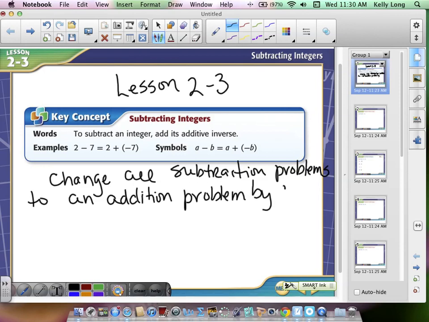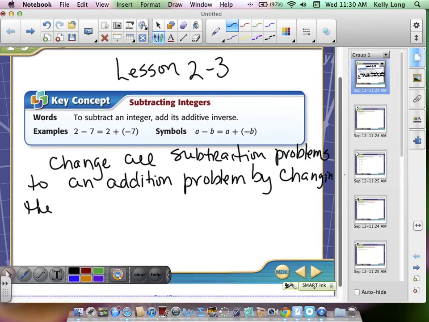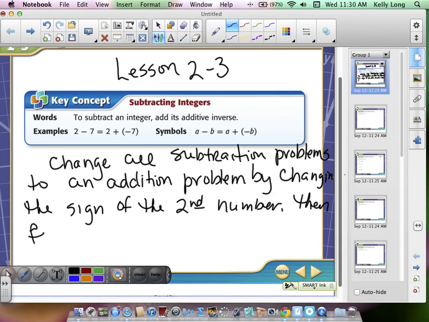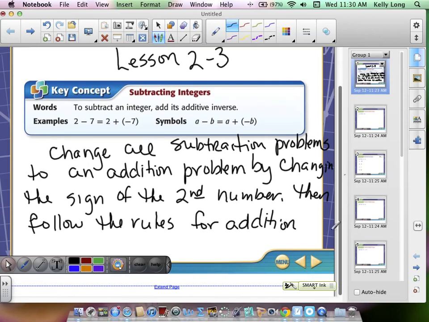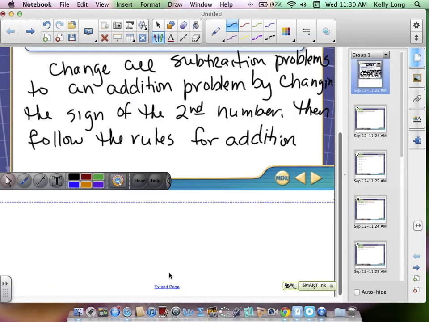By changing the sign of the second number. Okay, then follow the rules for addition. Okay, now add this down there. This will go under that. Underneath that, you need to put down some examples.